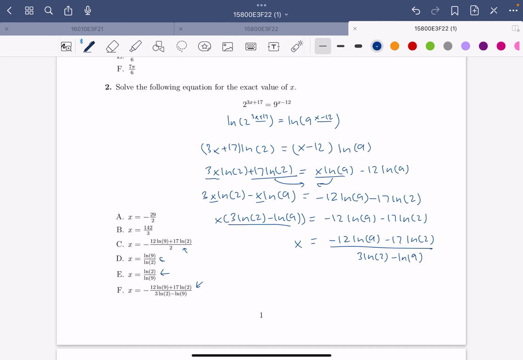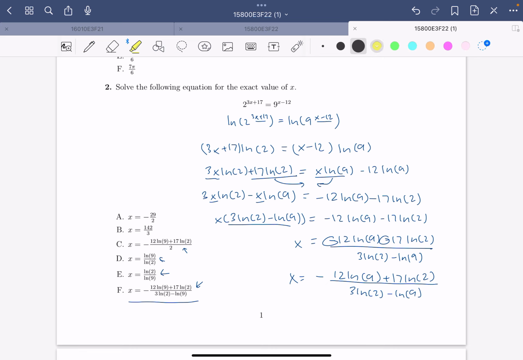So when we look at our answers, we can see it's pretty close to what f is, but there's a little bit of a sign difference in the numerator. However, we can take out these negative signs right here to end up with the answer that they want, which is x equals negative 12 ln of 9 plus 17 ln of 2 all over 3 ln of 2 minus ln of 9 with the negative taken out. So that gives us an answer of f.